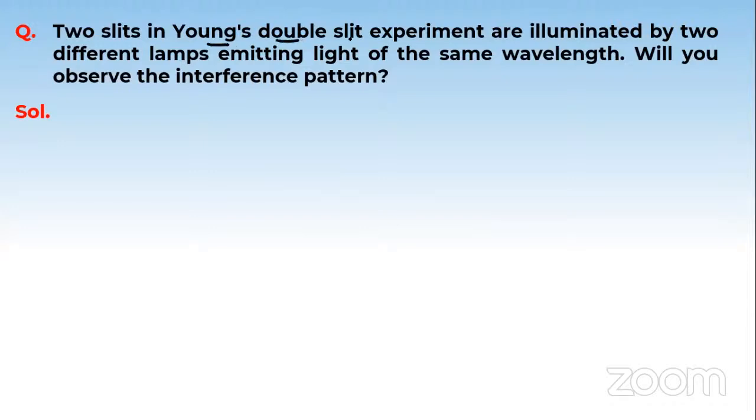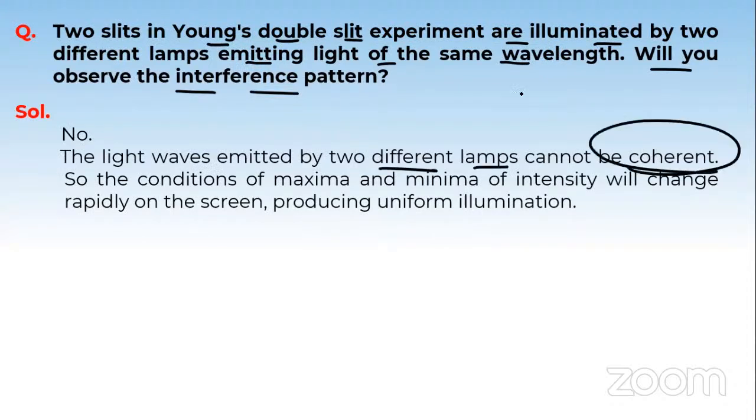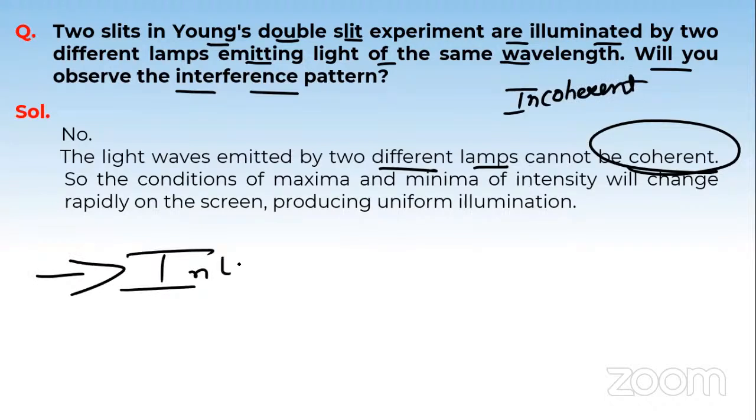Two slits in Young's double slit experiment are illuminated by two different lamps emitting light of the same wavelength. Will you observe the interference pattern? Let us see. Our answer is no. The reason is that if they are different lamps, they can't be coherent. They will be incoherent, and this we know is a strict condition for the interference process. What is the strict condition for interference? That the light waves must be coherent.